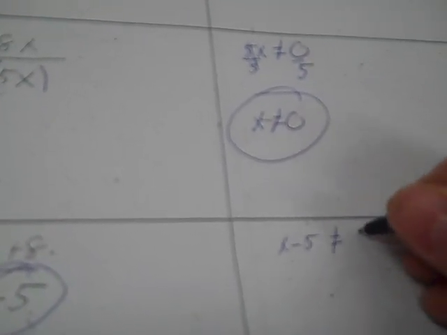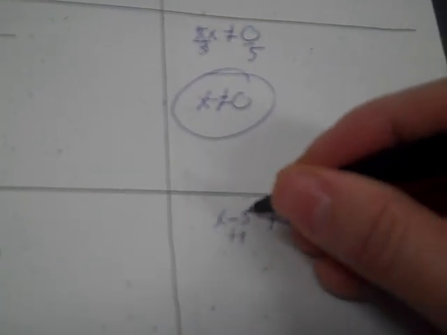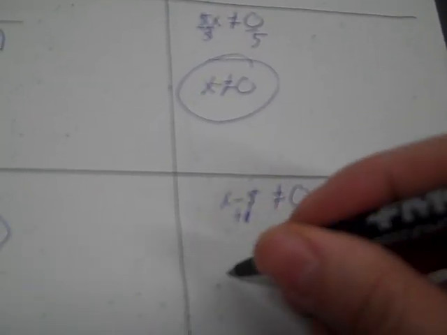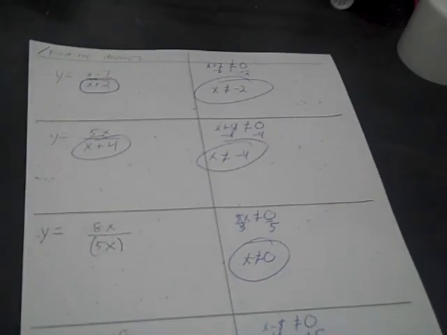Okay, the denominator x minus 5 cannot be equal to 0. So I add 5, so x cannot be equal to 5. Now those problems are easy, pretty much a walk in the park.